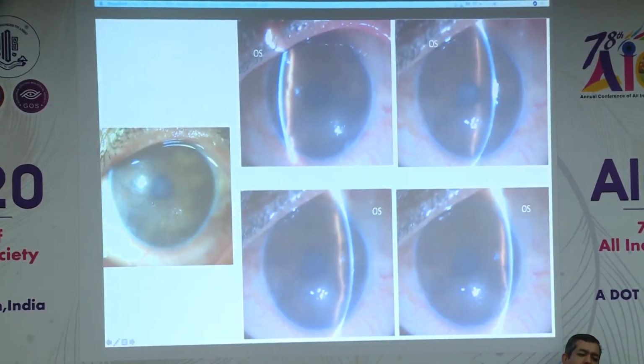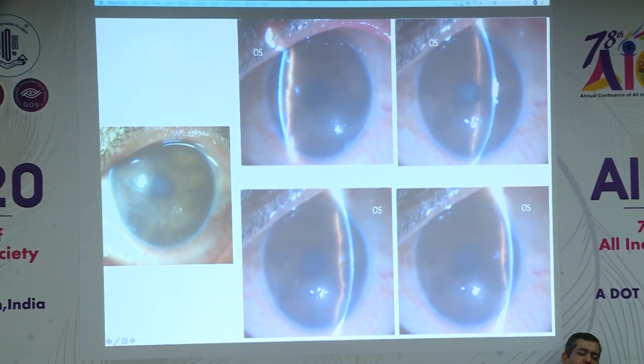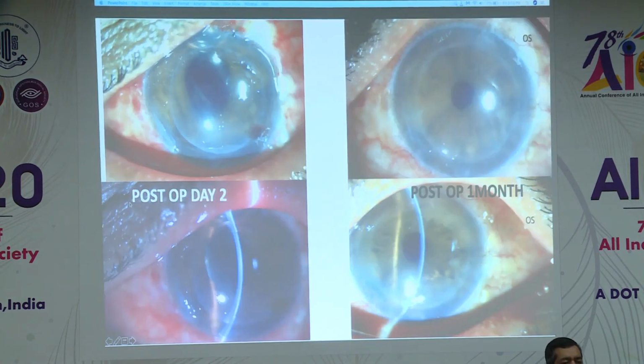This is another case of iridocorneal endothelial syndrome. Here we have tried to show that there are a lot of iridolenticular adhesions present, a shallow AC, and the cornea is decompensated. I could remove a retrocorneal membrane and did a DSEK in this patient, and at 1 month post-op, I could get a clear graft, and the patient has a vision of 6/9 in this case.